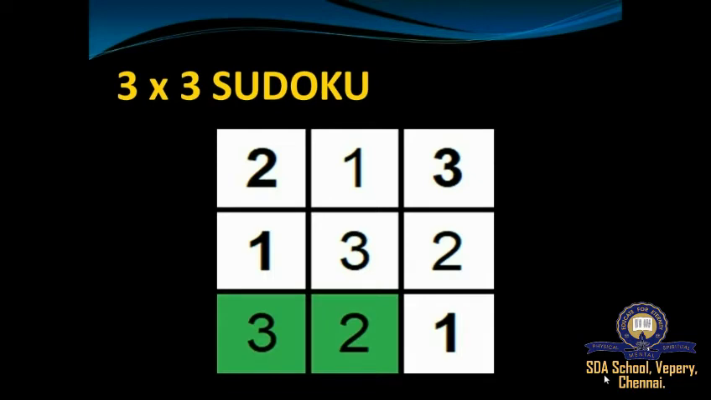Okay, you could see that it is 2, 1 and 3, right? So the numbers are not repeated over there. Similarly, let us take the first vertical column. There it is given 2, 1, 3. Okay, so the sum of 2, 1, 3 is 6, right?